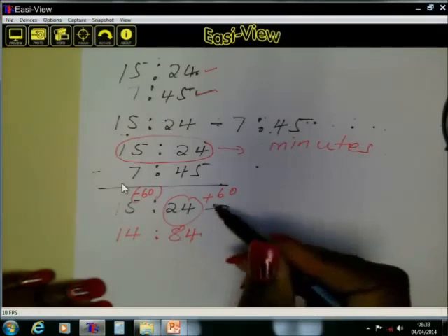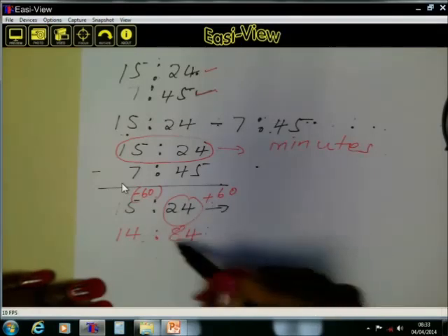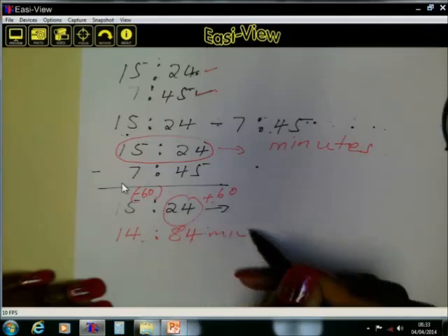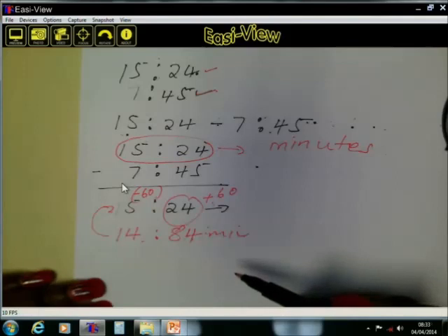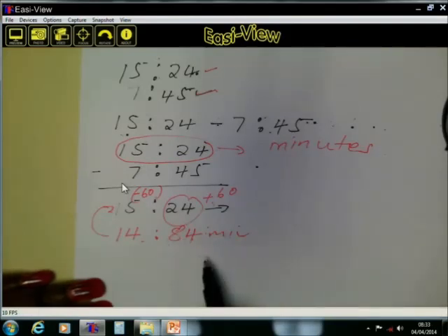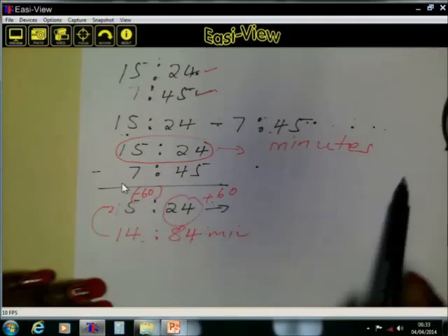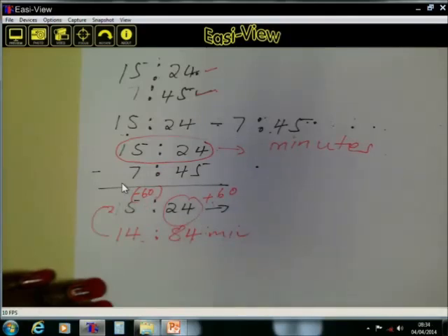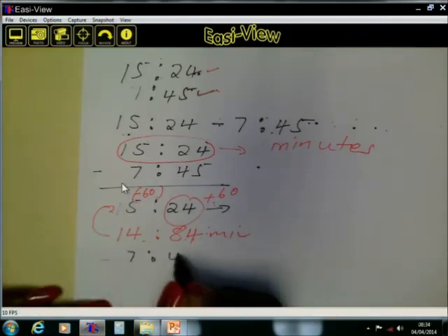So are these equal if we look at them? 14 hours, 84 minutes is the same as 15 hours, 24 minutes. But we only do this in order for us to be able to subtract. This is the subtracting method that we talk about. Now we have 14:84. We can now subtract 7:45.